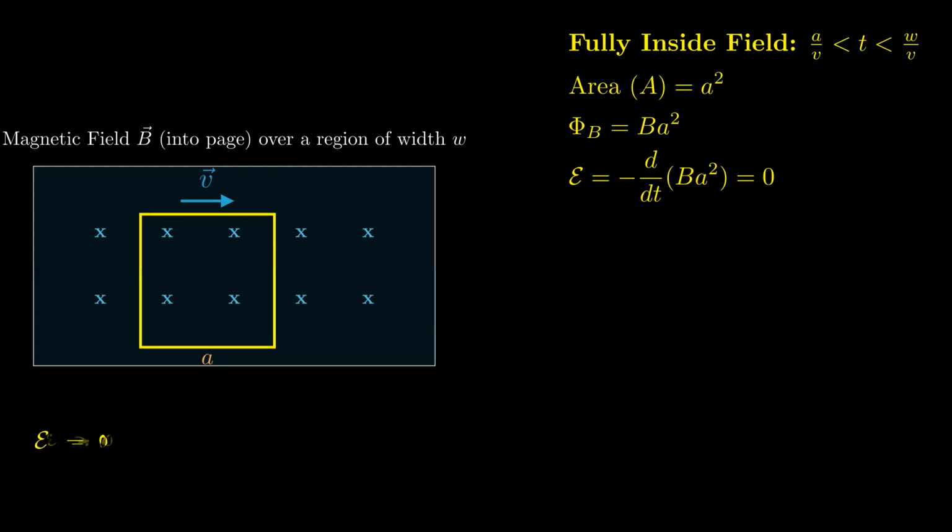Once the loop is completely inside, the magnetic flux remains constant. Hence, the flux through it is not changed, and no EMF is induced.